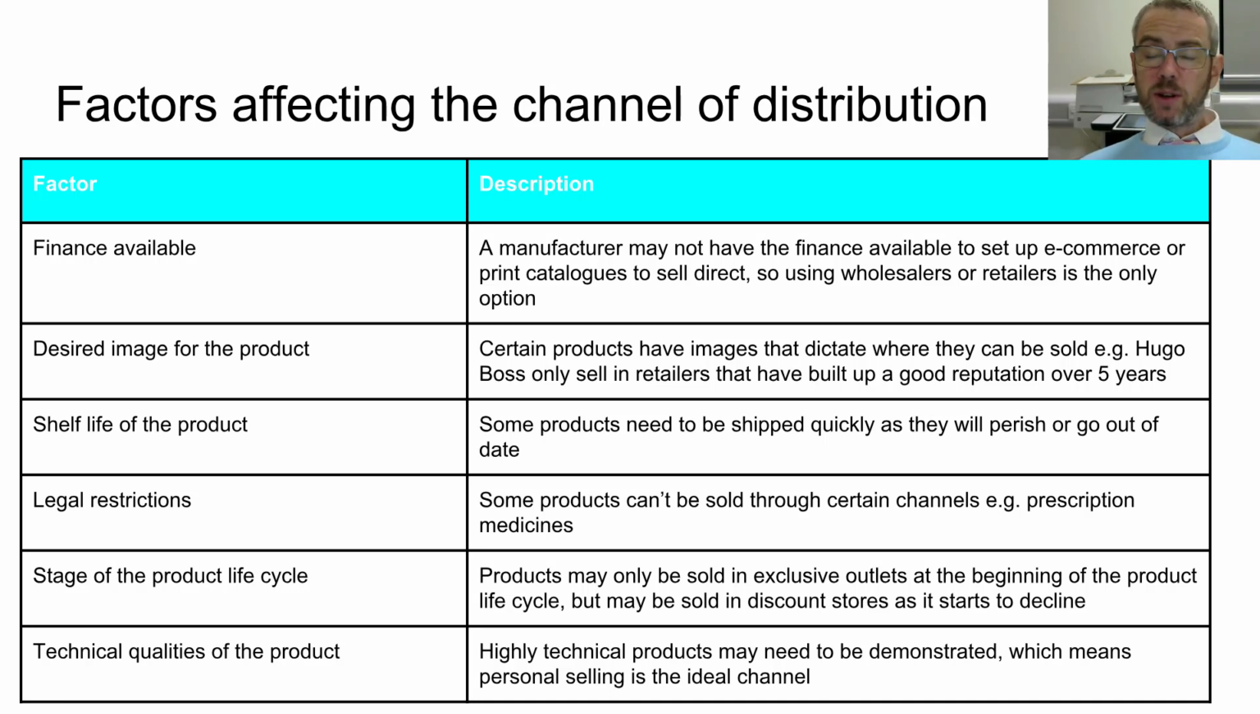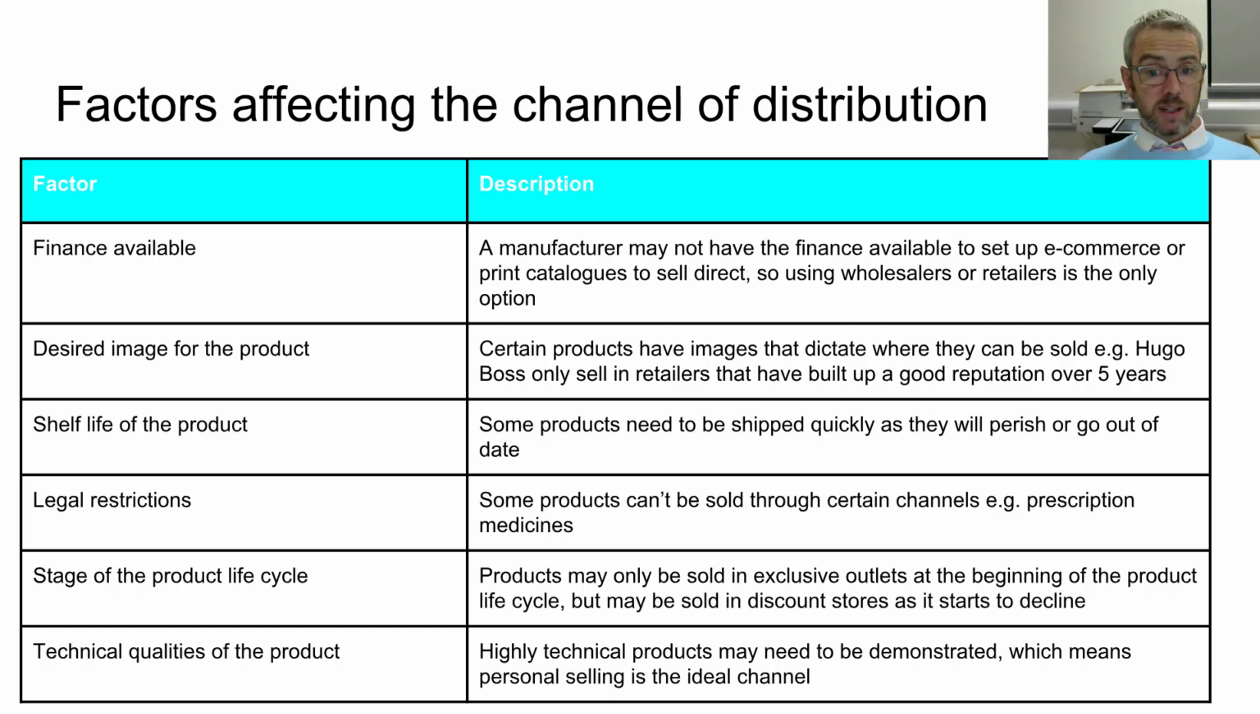What's your desired image for the product? So what kind of shops is it going to be in? Where is it going to be? You've got to think about it. The image can basically dictate where you're going to sell. The example I give there is Hugo Boss. Hugo Boss don't sell any products to any retailers that they don't have a relationship with for at least 5 years. So they know it's strong, so they know their brand won't be harmed, their brand won't be damaged.